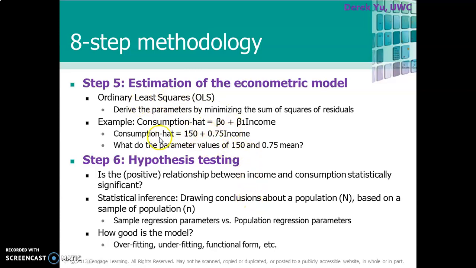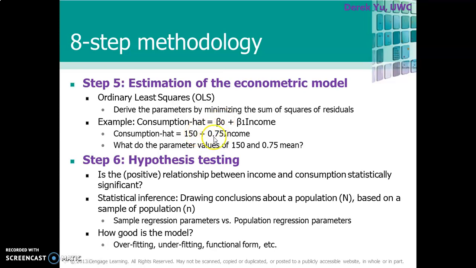Okay, this is an example. Consumption hat equals 150 plus 0.75 income. So the interpretation of constant is 150 means if my X1, actually income, is 0, then the regression predicts that on average we still spend 150 rand. I think it makes sense even if we don't earn any income, we still have to spend on some essential items like food for survival. Then you might wonder where would the money come from? Obviously from our own savings.